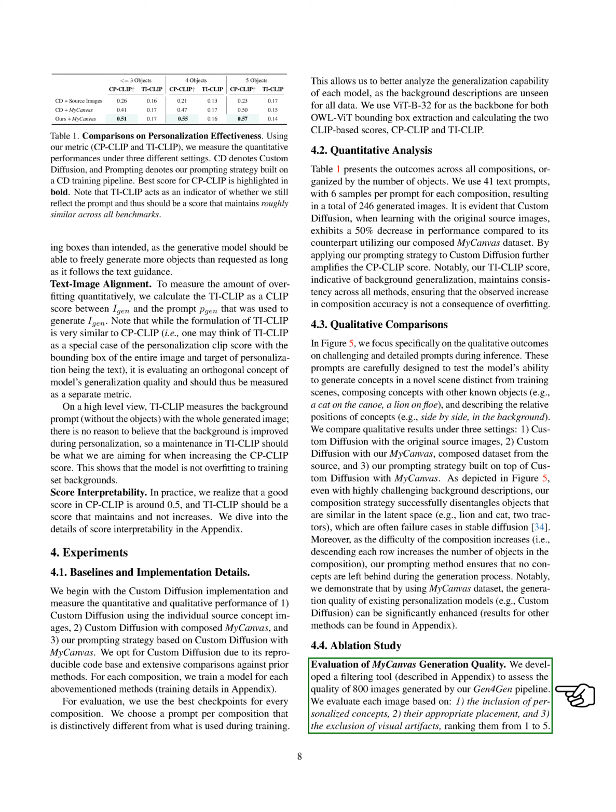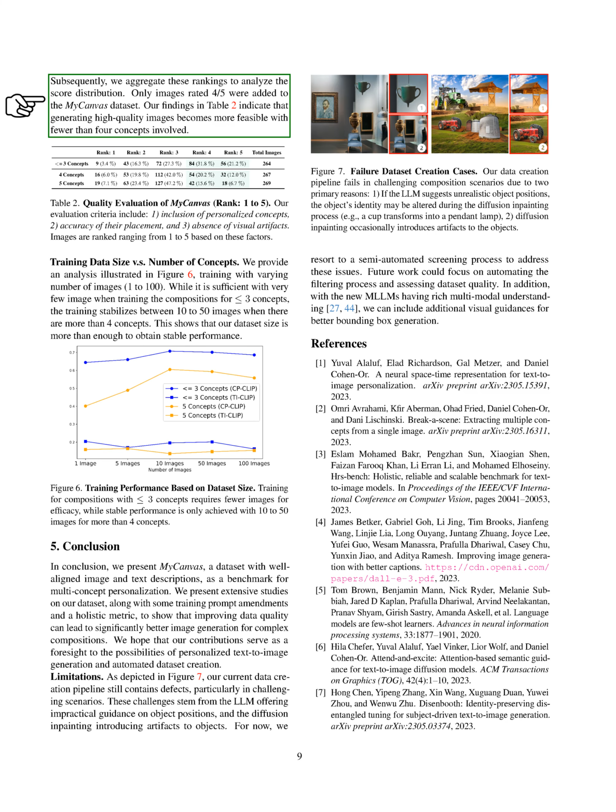In our ablation study, we evaluated the quality of 800 images generated by our Gen4Gen pipeline using a filtering tool. Each image was assessed based on the inclusion of personalized concepts, their appropriate placement, and the exclusion of visual artifacts, with rankings from 1 to 5. Only images rated 4 or 5 were added to the MyCanvas dataset. Our results showed that generating high-quality images is more feasible with fewer than 4 concepts involved.